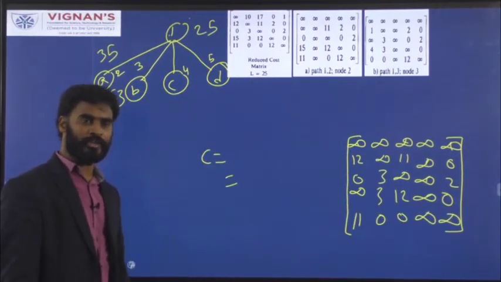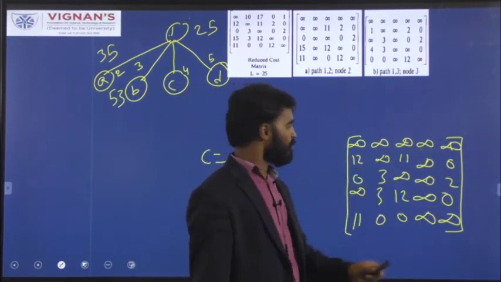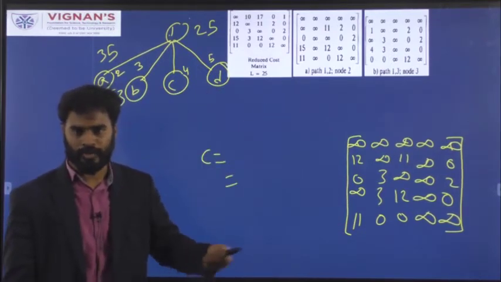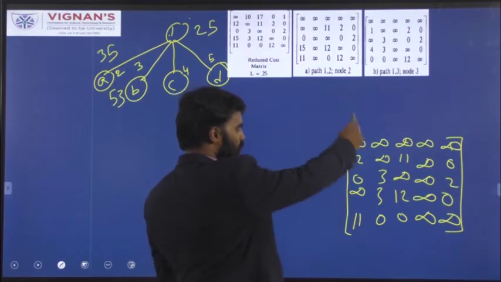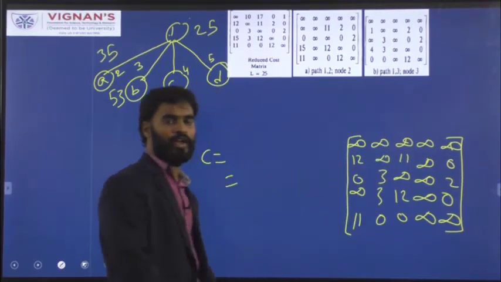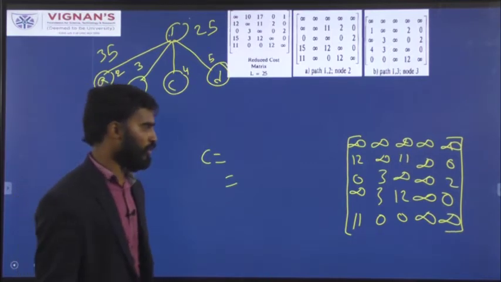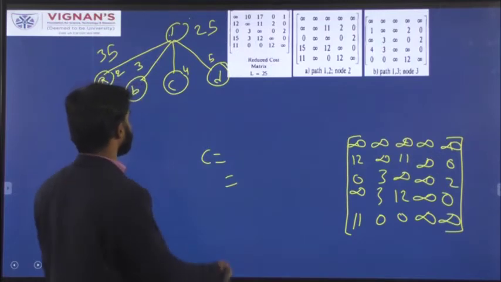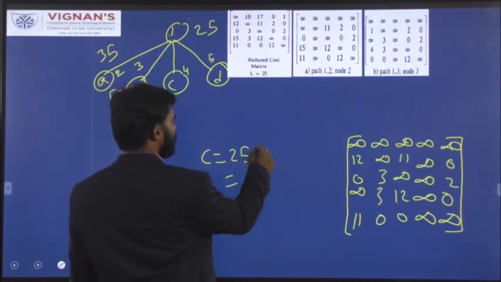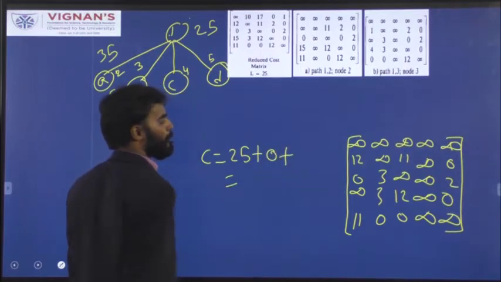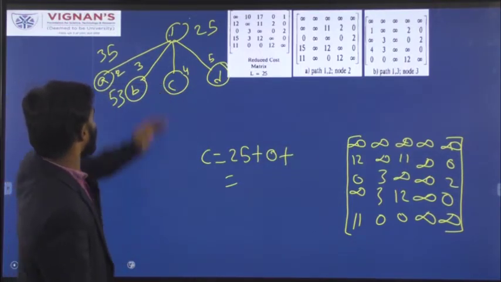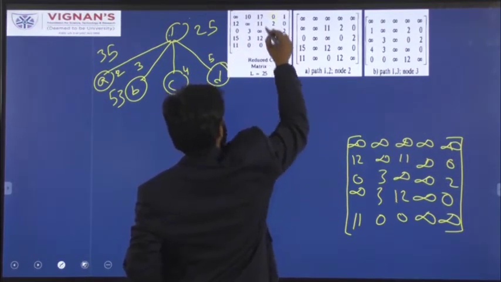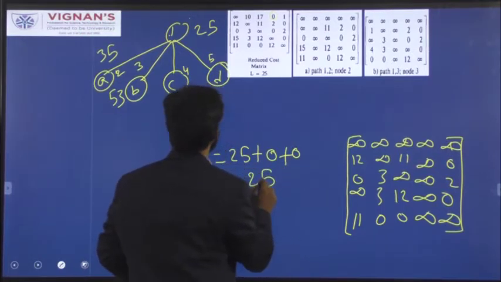Try to reduce it if it is not reduced. First row no problem, second row is also no problem, third row, fourth row, and fifth row, all the rows are having at least one 0, no need to reduce it. Columns: the first column, second one, third one, fourth one, fifth one, all having either all infinity or at least one 0. So no need to reduce. So the reduction cost is 0. So the total cost of node C is the cost of its parent plus the reduction cost plus the distance from 1 to 4. The distance from 1 to 4 is 0, so the cost of C is 25.